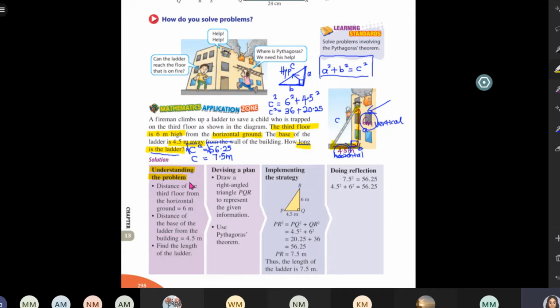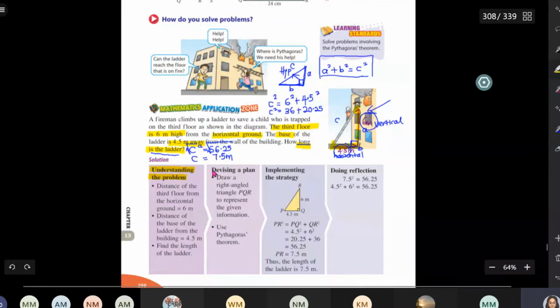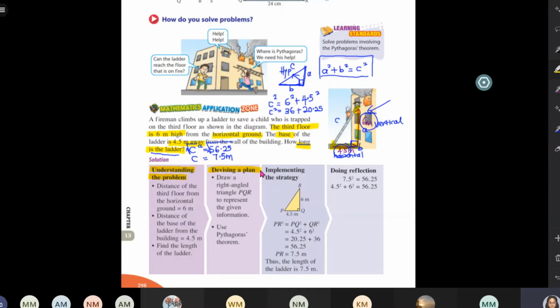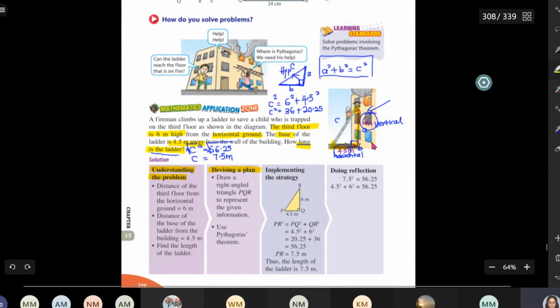So that is psychologically how it works. And then, devising a plan. Once you have understood the problem, bila dah tahu what's the problem, your brain will start thinking. So it will start doing a plan. How to solve this? Like what I did just now, I drew the information. So whatever the information given, like macam 6 meter dengan 4.5 meter is not given on the diagram, betul tak? Sebab tu teacher convert dia ke diagram.